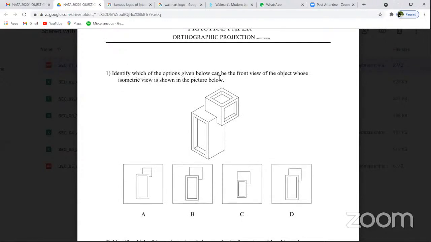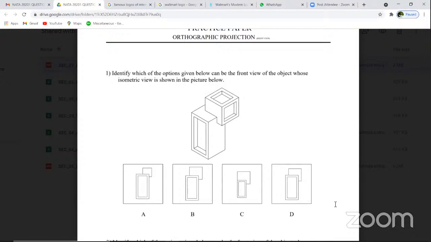Identify which of the options given below can be the front view of the object whose isometric view is shown in the picture below. Okay, isometric view. Option D. It's definitely not A, because this is almost, it comes till half, and here it goes more than half. So no, not A or C.